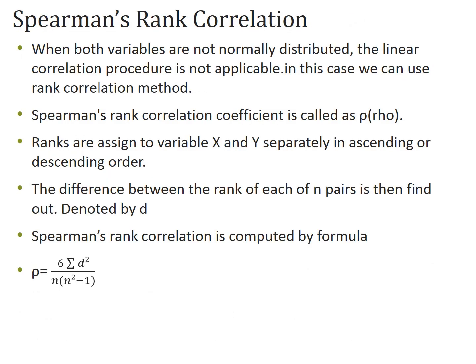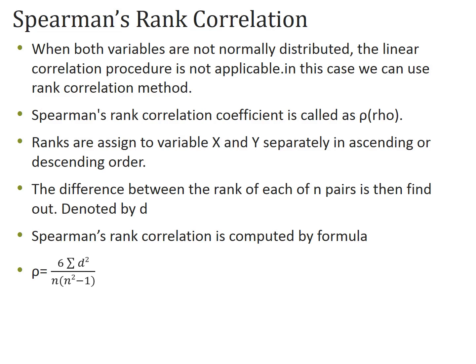Spearman's rank correlation method. When both variables are not normally distributed, the linear correlation procedure is not applicable. In this case, we can use rank correlation method. Spearman's rank correlation coefficient is denoted by symbol rho. Ranks are assigned to variables x and y separately in ascending or descending order while calculating Spearman's rank correlation. The difference between the ranks of each of n pairs is then found out and is denoted by D.